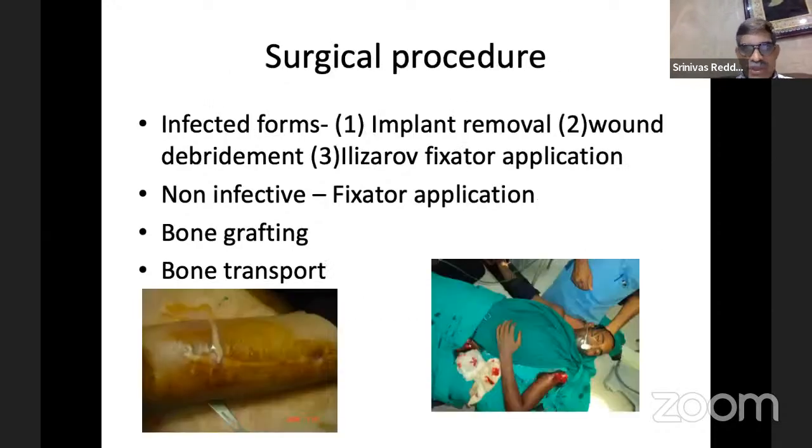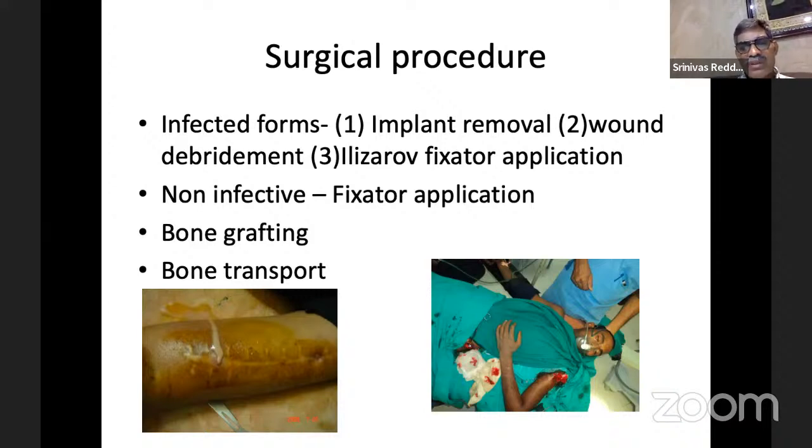And coming to the surgical procedure, for infected cases, as usual, the implant has to be removed, and thorough wound debridement. We need to excise the dead bone, and we have to ream the medullary canal. Depending on the severity of the infection, we can choose a two-stage method or a single-stage method. If the infection is severe, it's many times better to go with a two-stage procedure.